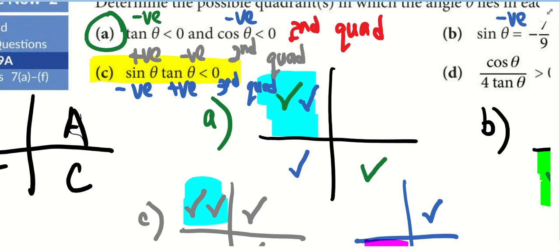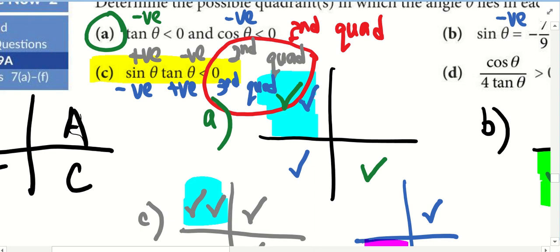So that is why for part C, you will see 2 answers. Likewise for part D, 2 possible set of answers, alright? Because of different conditions.